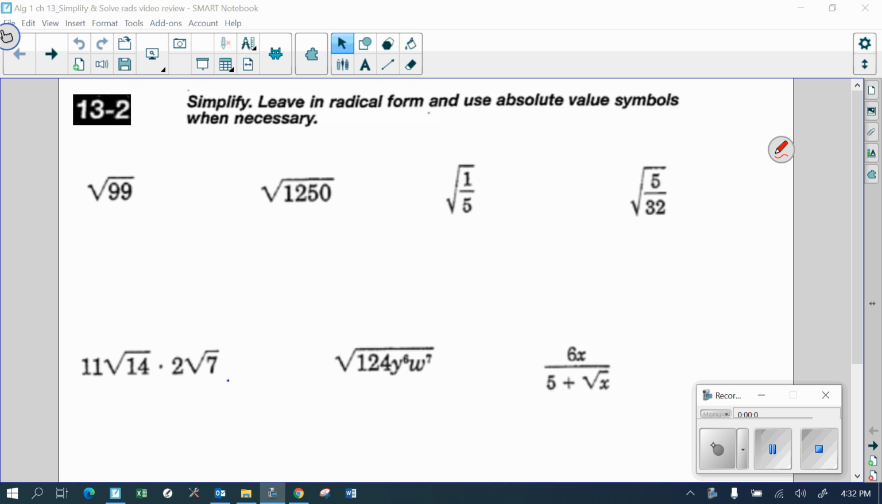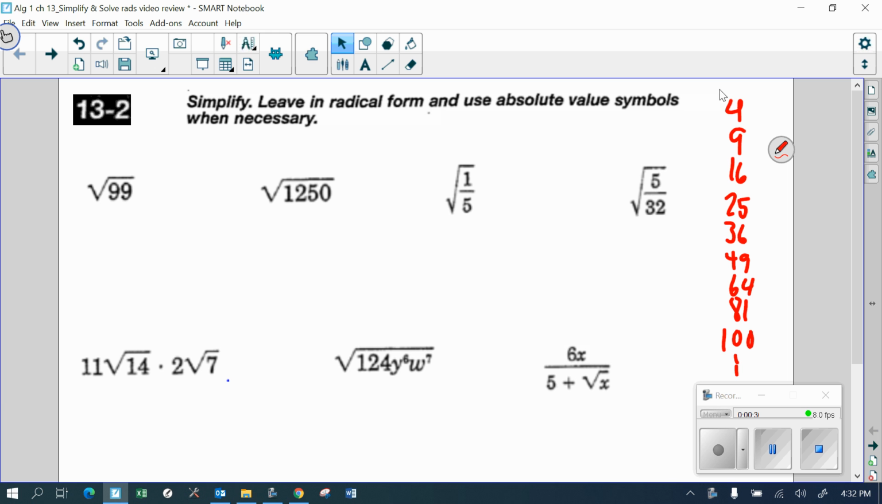Okay, so in this last chapter, chapter 13, simplifying and solving radicals. Radical equations and the solving part, obviously. All right, so you need to remember you're looking for perfect squares that go into it. So we have 4, 9, 16, 25, 36, 49, 64, 81, and 100. And you can just keep going.